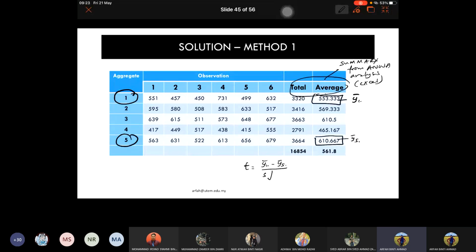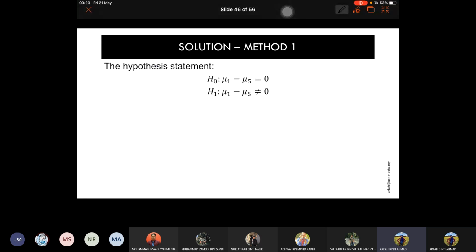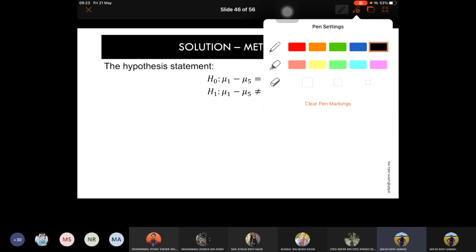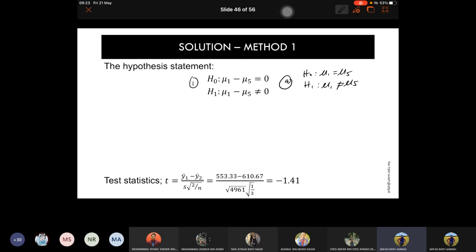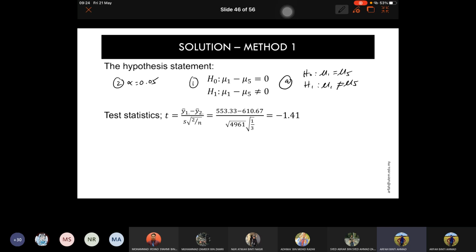2 per N. Okay, 2 per N. So, step pertama, list down H null, H1: H null, mu1 sama dengan mu5, versus H1, mu1 tidak sama dengan mu5. Boleh juga buat macam gini. So, ini adalah step pertama. Step kedua, alpha sama dengan 0.05 sebab dia kata 5%.